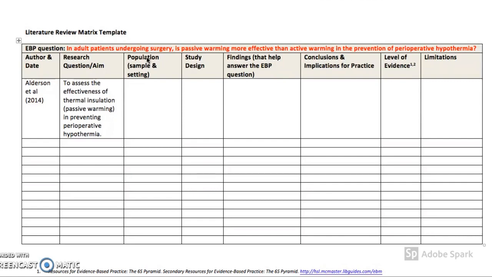Next, we think about the study design. You might find this in the title or abstract. However, you should also read the methods of the paper to determine what study design was used. This will assist you in deciding whether you will use the paper to answer your clinical question.